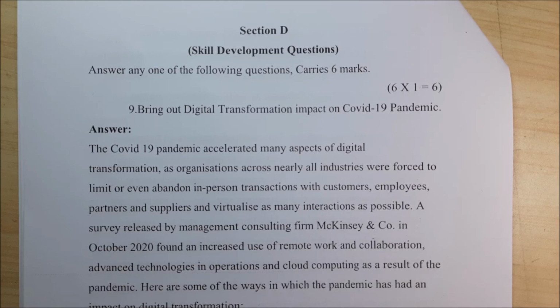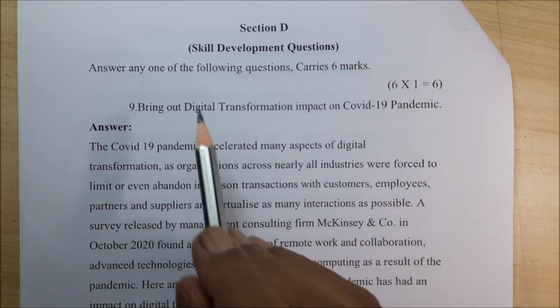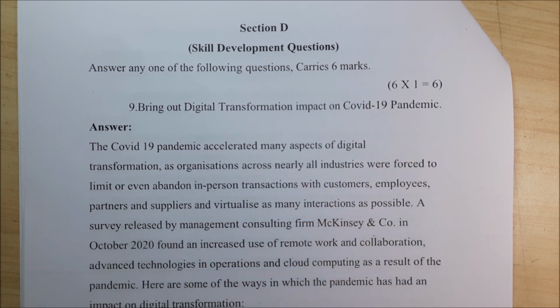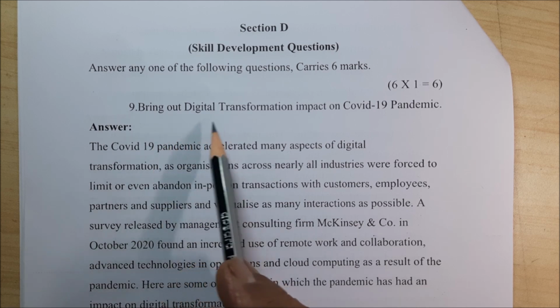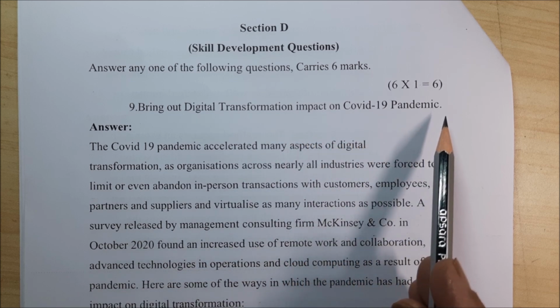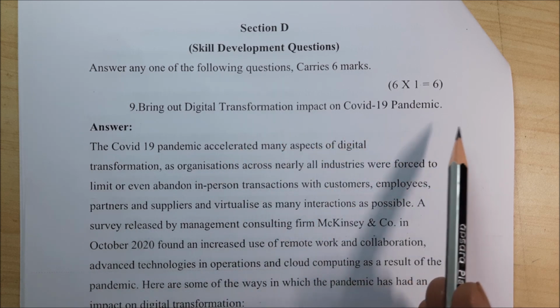Yes, students, now the last part, section D, skill development questions. Answer any one of the following questions, carries 6 marks. Either it may be internal choice or it may be separate, that all depends on the examination. Bring out digital transformation impact on COVID-19 pandemic. So this is the recent trend that I have given you, that is COVID-19.